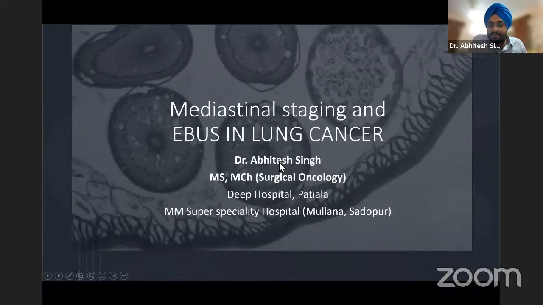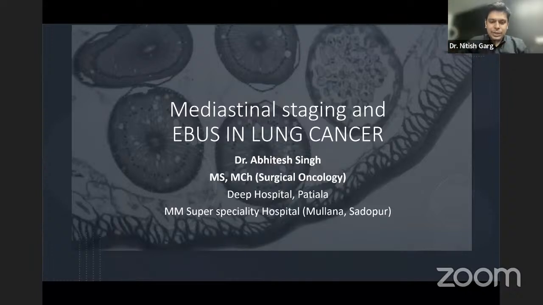Are you able to see the screen? Yes, we are able to see, and definitely, as you told, it is one of the difficult diseases to manage and stage. So definitely, I would be very keen to listen to you. What are your thoughts, and how do you, as a surgical oncologist, manage these cases? Over to you, Abhitesh. Thank you.